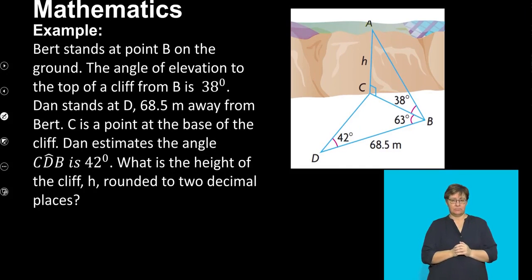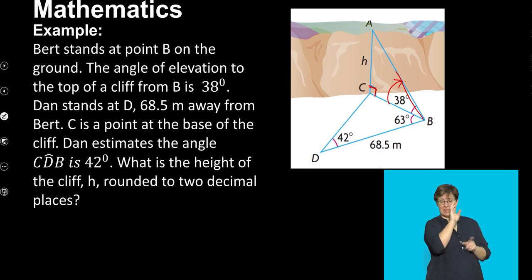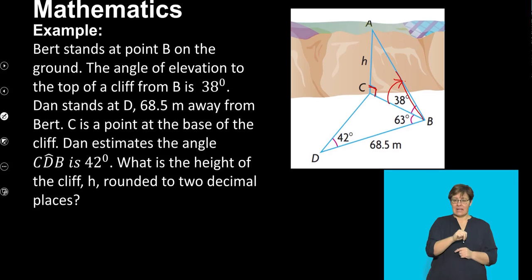In this example, Bird stands at a point B on the ground. The angle of elevation to the top of the cliff from B is 38 degrees. So we're talking about the angle of elevation, the angle from the horizontal upwards, which is 38 degrees. And because we're talking about the horizontal upwards, we're going to notice later that this angle is going to be a 90-degree angle.